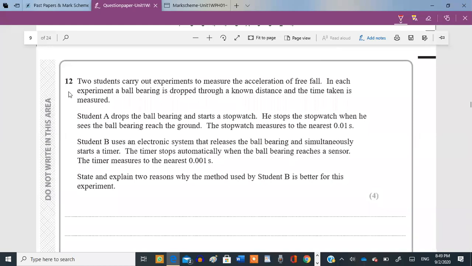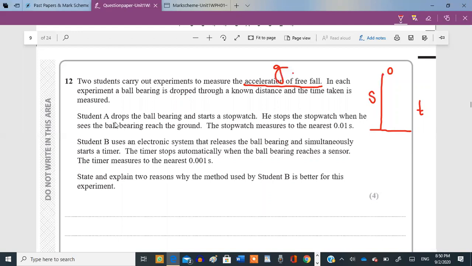Question number 12. Two students carry out experiments to measure the acceleration of free fall, calculating the value of g. In each experiment, a ball bearing is dropped through a known distance, and the time taken is measured. So some distance is determined, and a ball is dropped from that distance. And as soon as the ball reaches the end of that distance, the stopwatch is stopped, and the time is recorded.